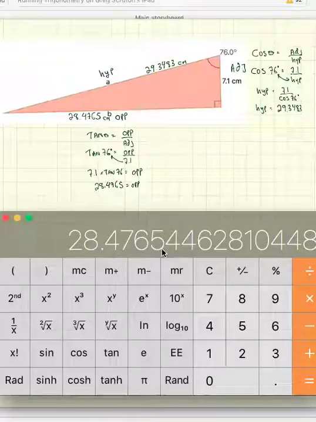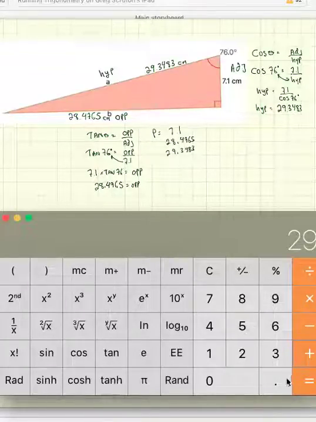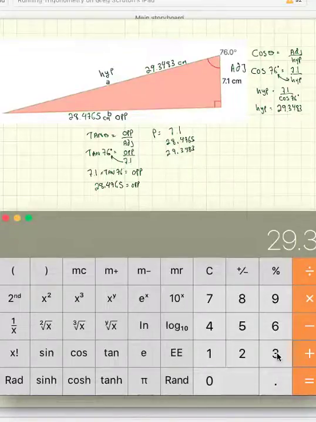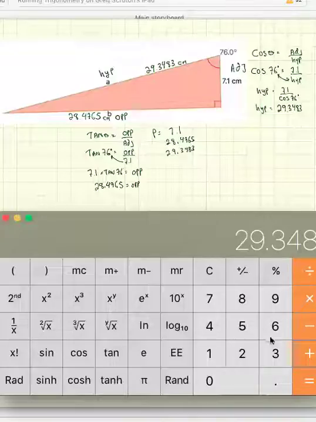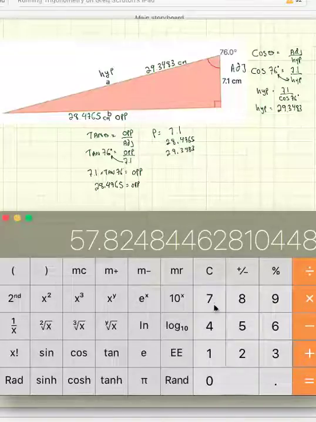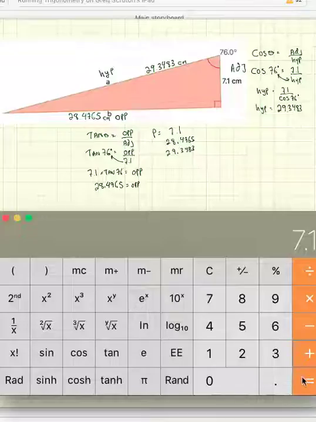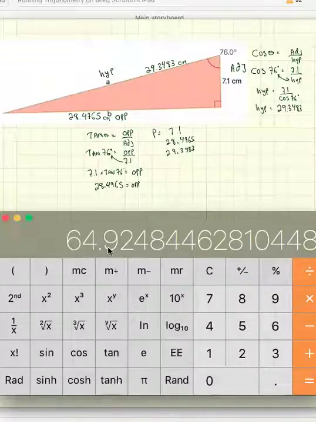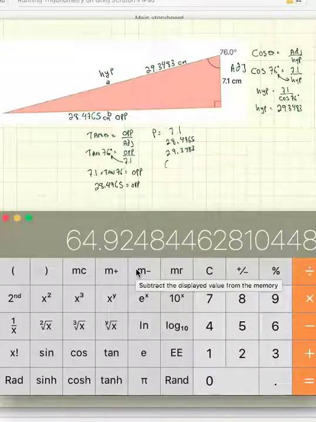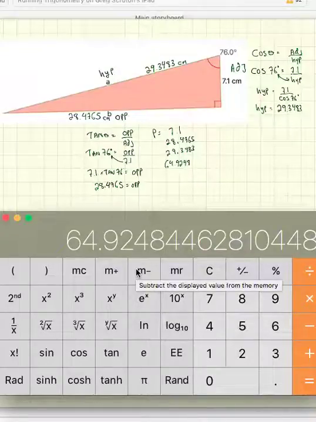All right, so my perimeter is just going to be adding those three together. My 29.3483 plus my 7.1 is equal to 64.9248 centimeters.